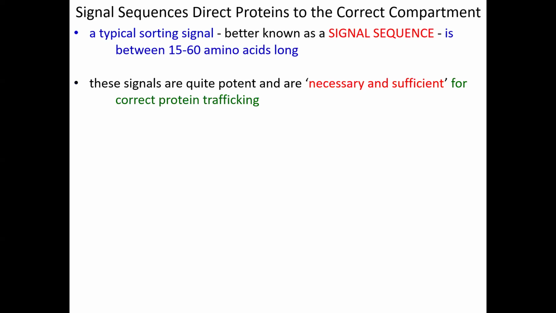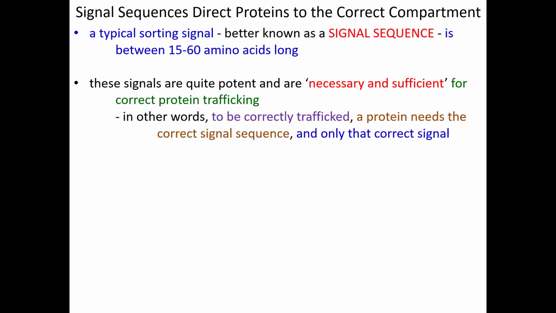The term we use in the sciences is necessary and sufficient, which means if you want to get a protein to the lysosome, it has to have a lysosome signal sequence on it. If that protein has a lysosome signal sequence on it, that's all it needs to get to the lysosome. So necessary, to get to the lysosome, you need a lysosomal signaling sequence, and sufficient. That's all you need. You don't need anything else. That's just going to do it. So that's what you need for correct protein trafficking.